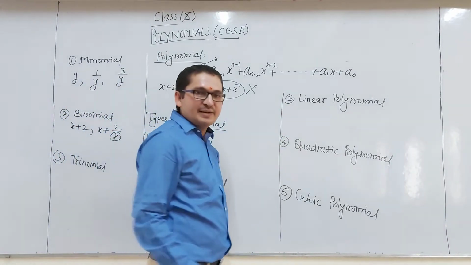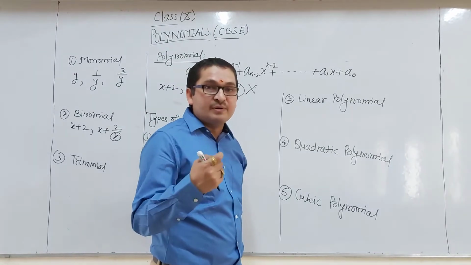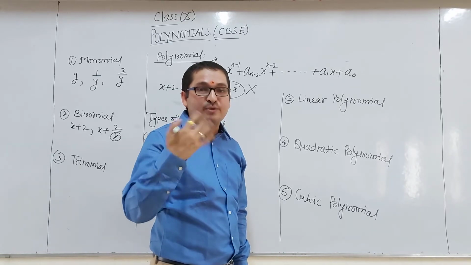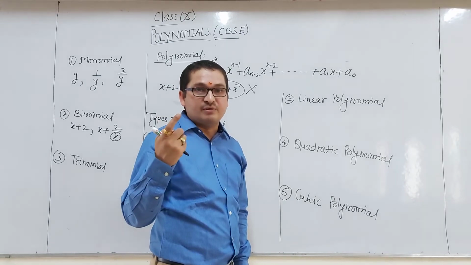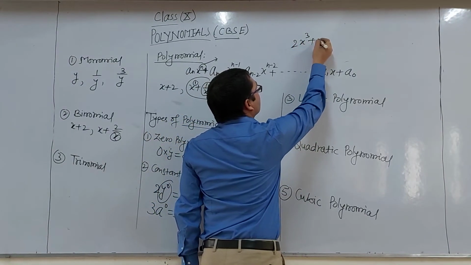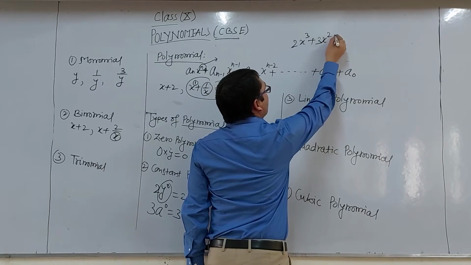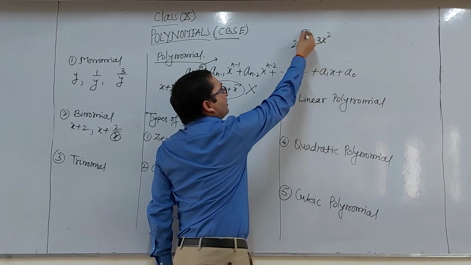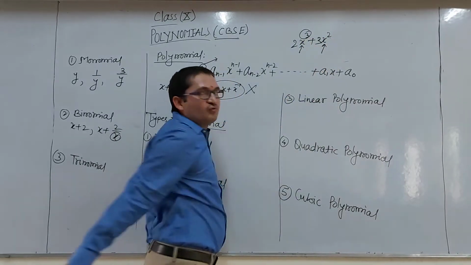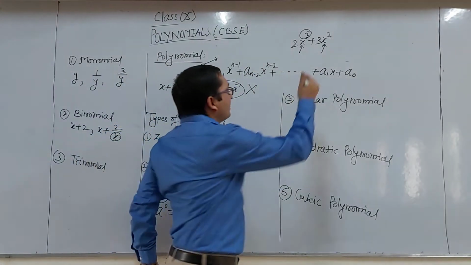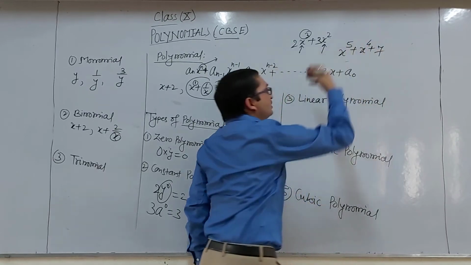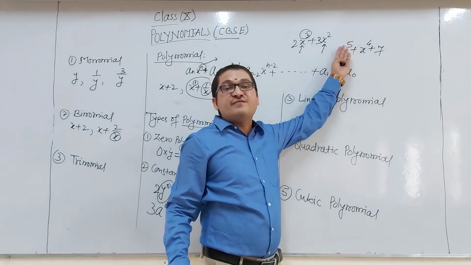Linear polynomial. Linear polynomial means the degree should be 1. Degree of a polynomial means the highest power of the variable. The highest power of the variable is called the degree. If 2x cube plus 3x square is written, what is the highest power of the variable? x is the variable, the powers are 3 and 2. So the highest power is 3, so 3 is the degree of this polynomial. If x to the power 5 plus x to the power 4 plus 7 is written, the highest power of the variable is 5. So 5 is the degree of this polynomial.